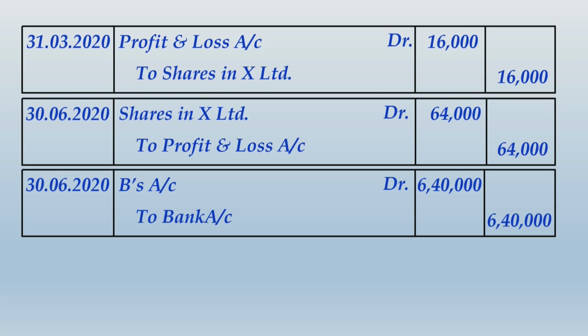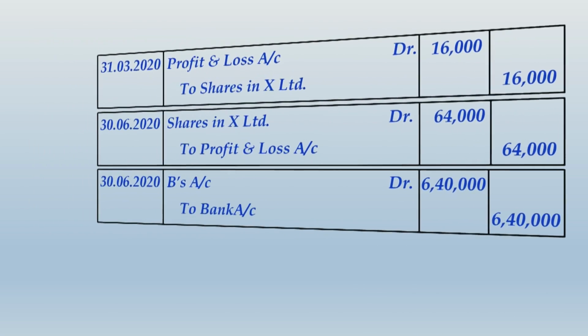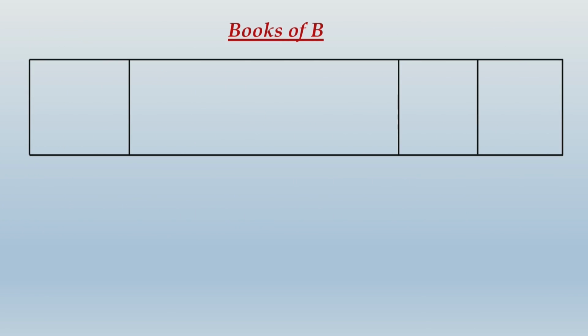Alright friends, you would have finished writing this whole thing. Let us move to the books of B. In B's books, at the trade date, that is on 23/11/2019, you will derecognize the financial asset which is in the form of shares in X Limited, and you will recognize a new financial asset which is a receivable in the name of A.